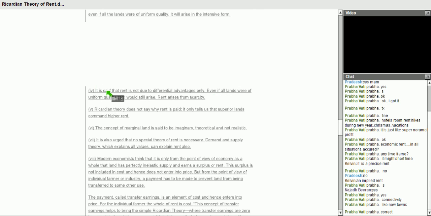Now, point number 4 is, it is said that rent is not due to differential advantages only. Even if all lands were of uniform quality, rent would still arise. So rent arises from scarcity. It's not only the differential advantage that one piece of land is very fertile and the other piece of land is not fertile. Rent also arises because the piece of land is scarce. If everybody owned a piece of land, if there was so much abundance, then there wouldn't have been any rent, isn't it?